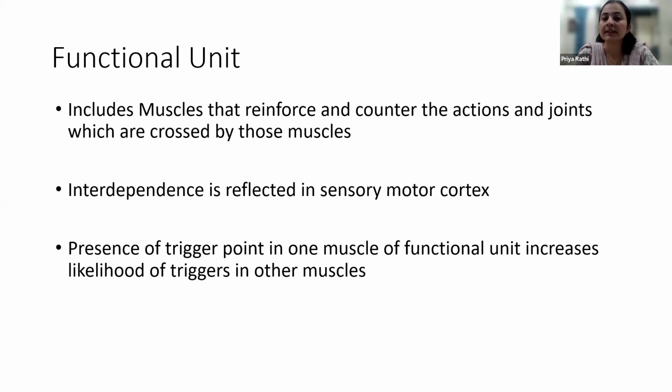So this interdependence is also reflected in the sensory motor cortex, and presence of trigger point in one group of muscle increases the likelihood of triggers in other group of muscles. And this explains why we need to address agonist as well as antagonist in any pain conditions.